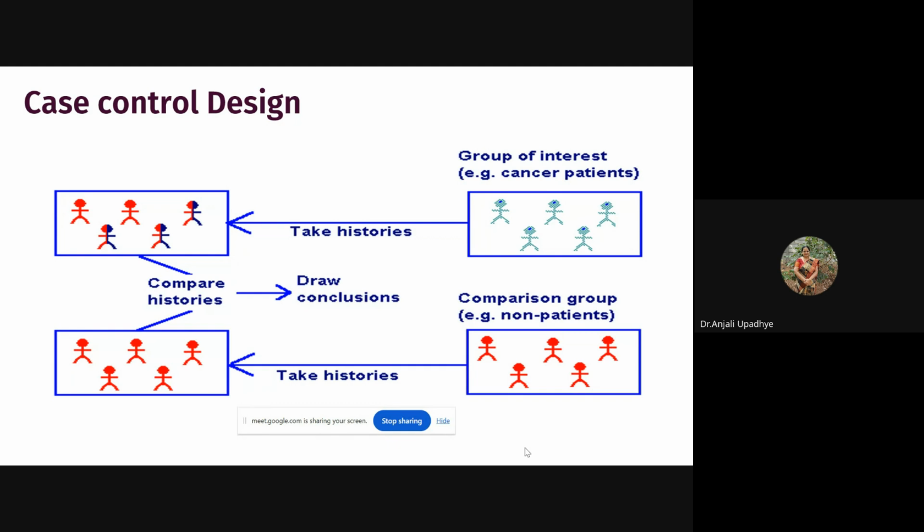Now the case control studies, in this diagram you can understand this more. So these are the two groups. On these two groups, what we are doing is comparing the histories of the people. This is one group, this is another group. The group of interest is the cancer patients. And the other group is the non-patients, those who don't have cancer.